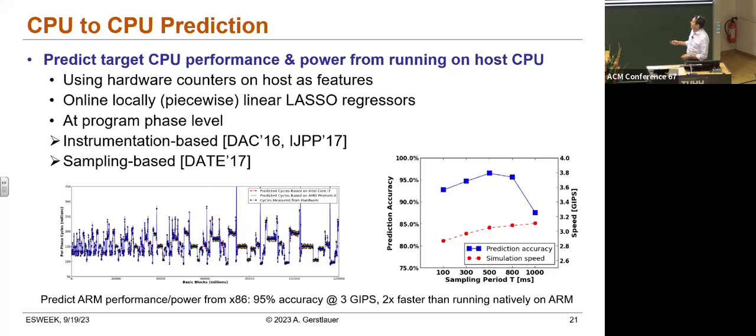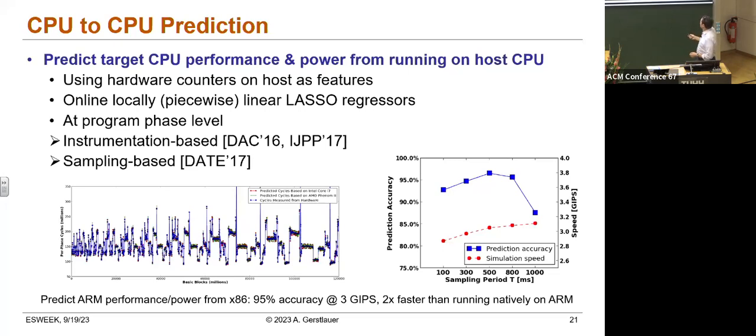And again, we can do that either instrumentation-based, where you instrument the source code, compile it to x86, run it, or you can do it completely transparently. You can do it for arbitrary binaries by setting up a timer interrupt to collect hardware counters at regular intervals, and then make the predictions. And then you see some typical accuracy and speed numbers.